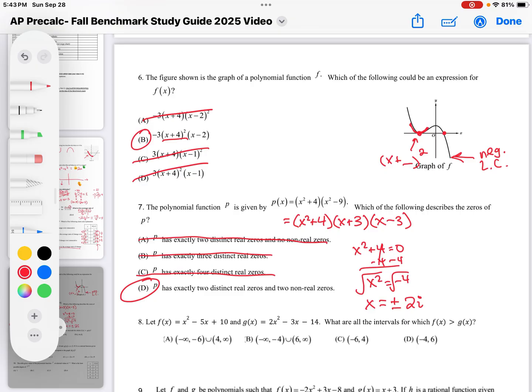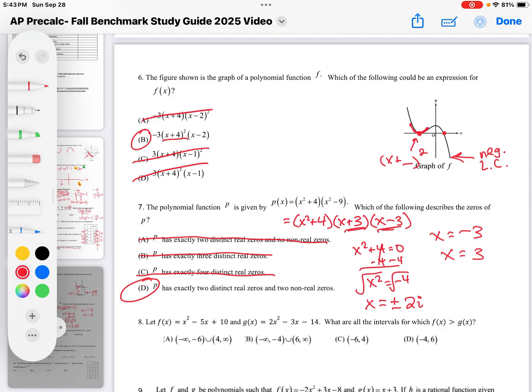And just so you know, the other distinct real zeros would be x equals -3 and x equals +3. That comes from the other two factors.